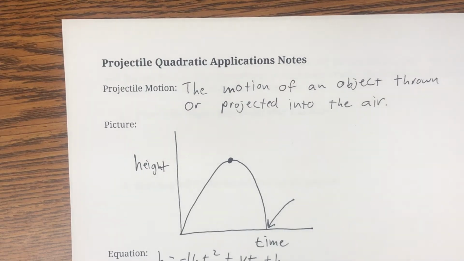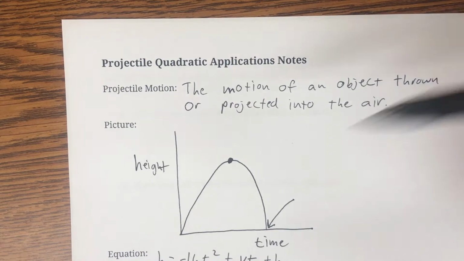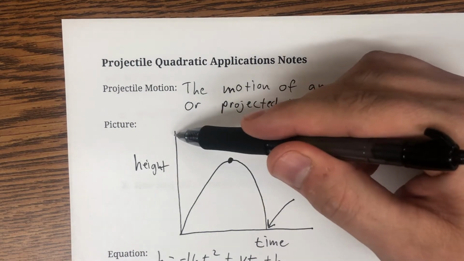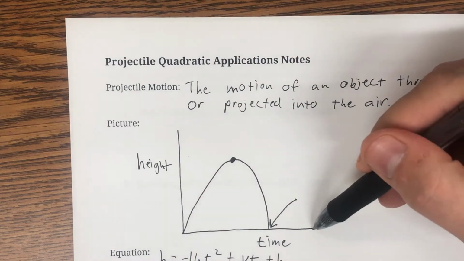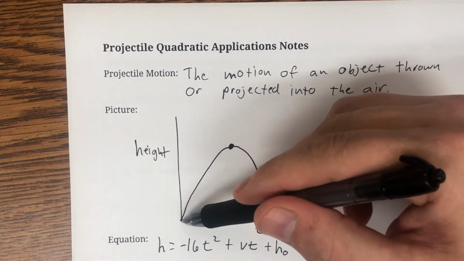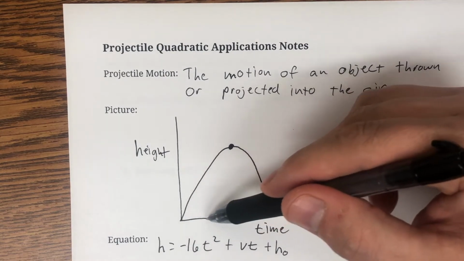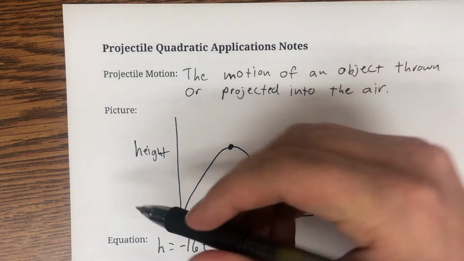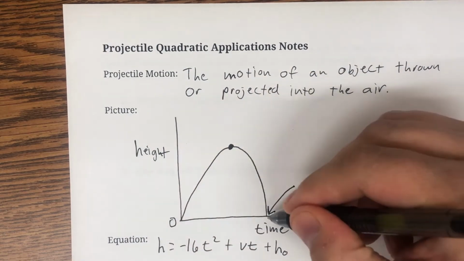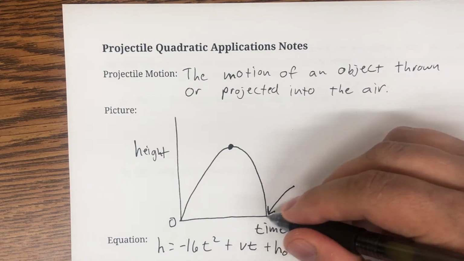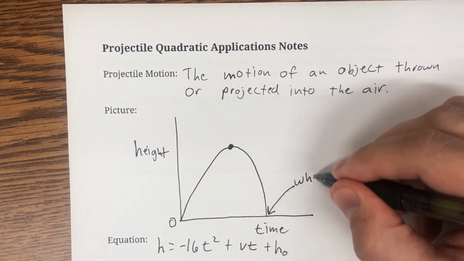Our main thing is to understand the graph. The y-axis represents the height of the object, how high up in the air it is. The x-axis represents the amount of time, all right? As the punter punts the ball, it gets up to a height as time passes, and eventually it will come down and hit the ground. So this is height 0. That is the ground. The end of the equation is when that object hits the ground.